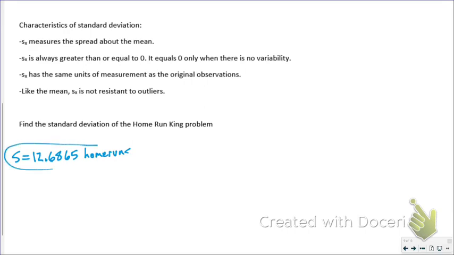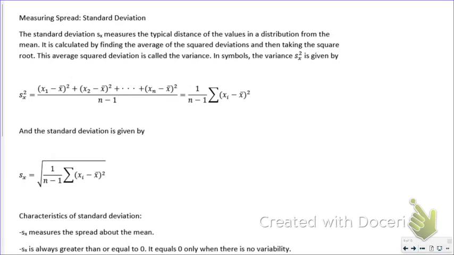So that is the sample standard deviation. But let's back up and let's talk about it. So at the very top of the screen, you see some monstrous formulas. It gives you an interpretation of standard deviation.